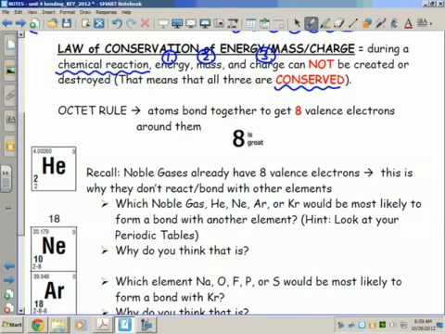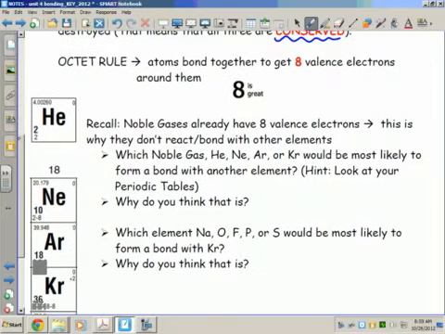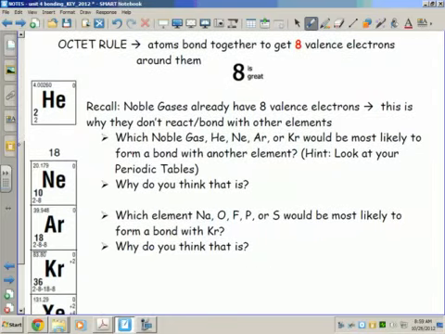The same is true for mass. The different atoms and molecules can be rearranged, but the total mass of the reactants has to equal the total mass of the products, and the same is true for charge. Any electrons lost by some atoms have to be gained by others. They can't just disappear.